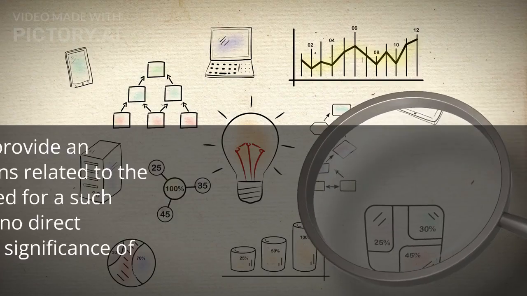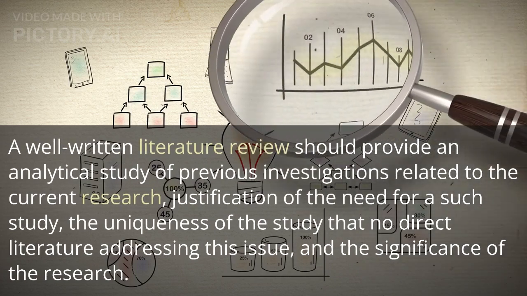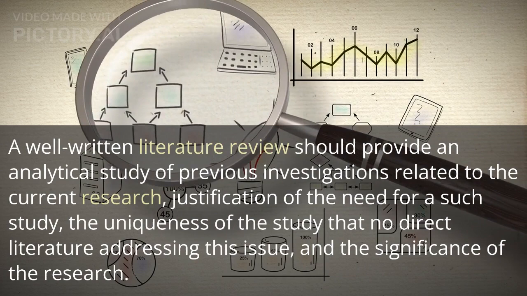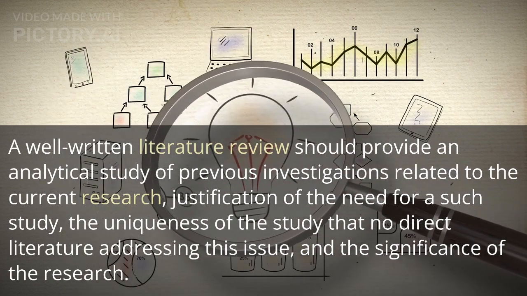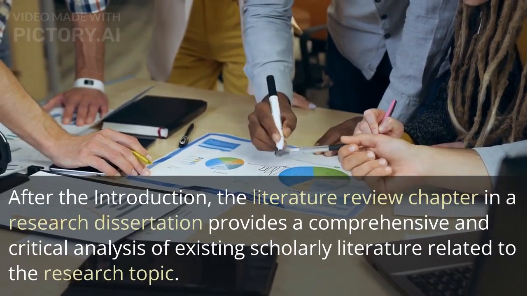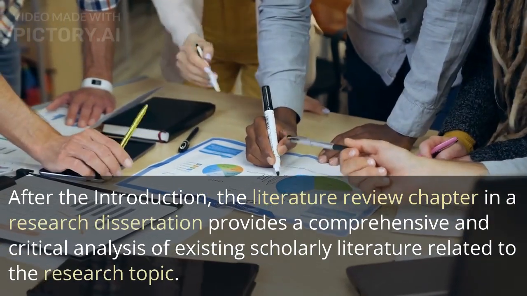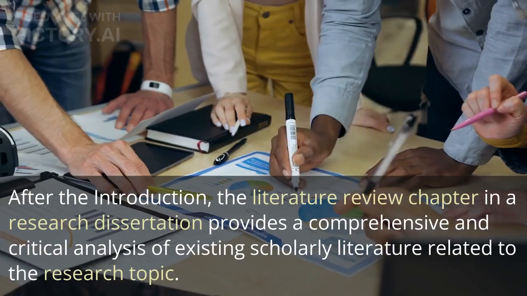current work. A well-written literature review should provide an analytical study of previous investigations related to the current research, justification of the need for such study, the uniqueness of the study that no direct literature addresses this issue, and the significance of the research. After the introduction, the literature review chapter in a research dissertation provides a comprehensive and critical analysis of existing scholarly literature related to the research topic.